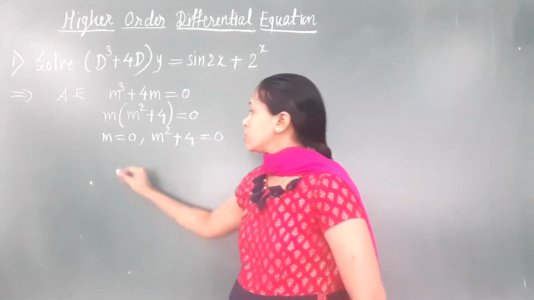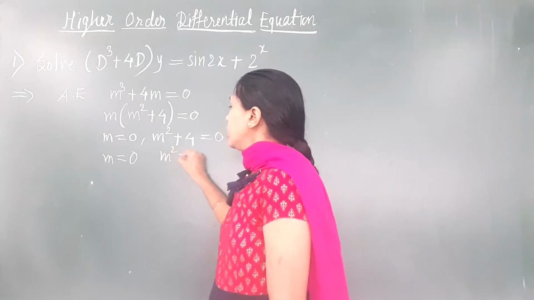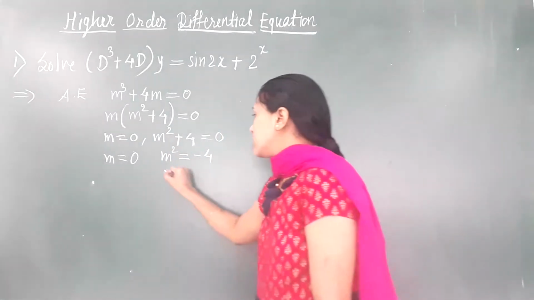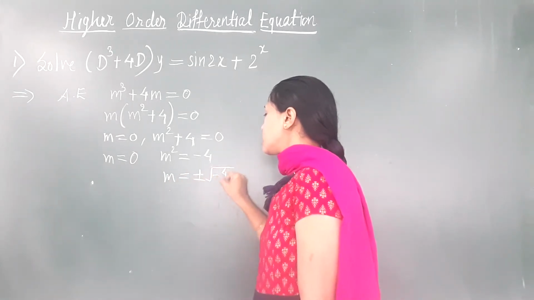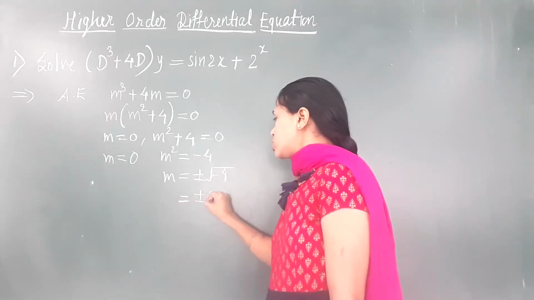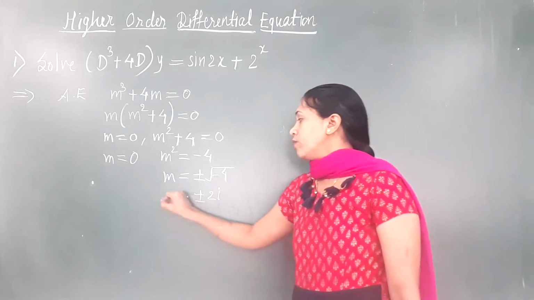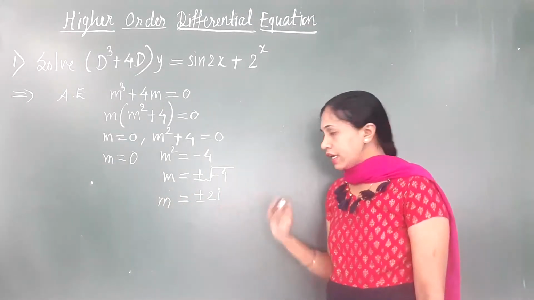Now m is equal to 0 and m square plus 4 is equal to 0. So find the roots. m is equal to 0 and m square is equal to minus 4. So if m square is equal to minus 4, m can be written as plus minus square root of minus 4. Now the square root of 4 is 2 and the square root of minus 1 is i. So we get m equal to plus minus 2i. Now this is nothing but the imaginary root.